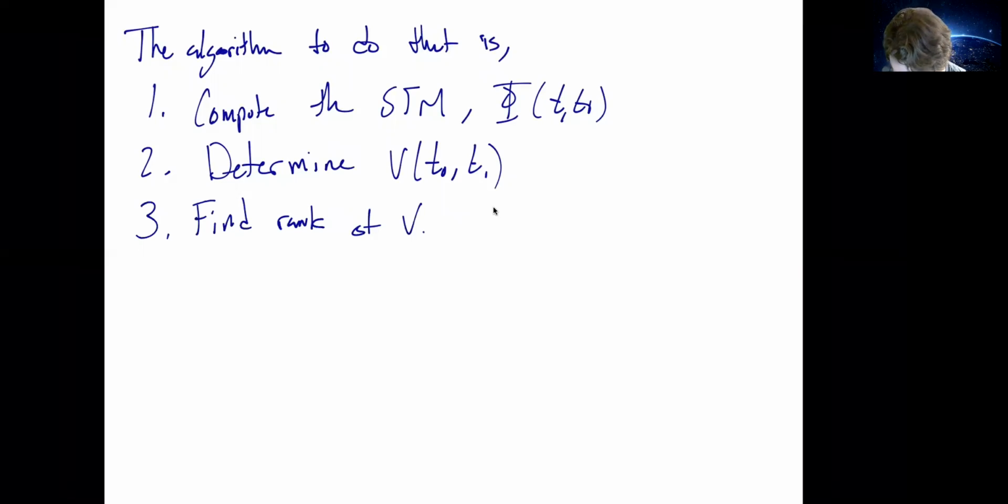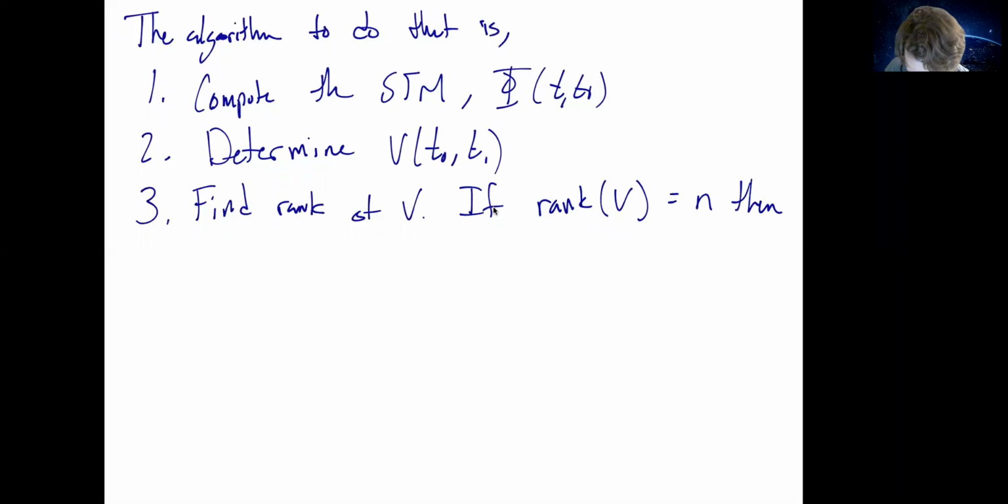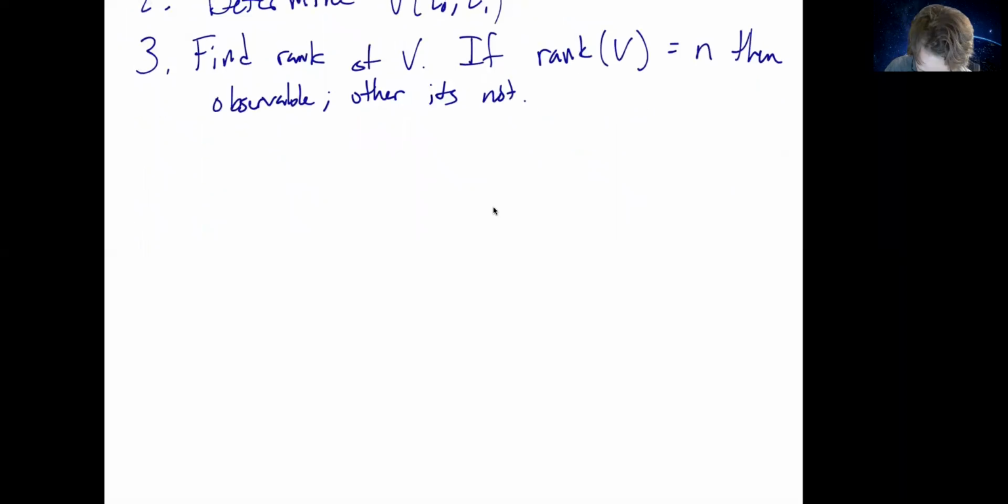So if the rank of V equals n, then we have observability, the system is observable, and otherwise it's not, right? Cool.